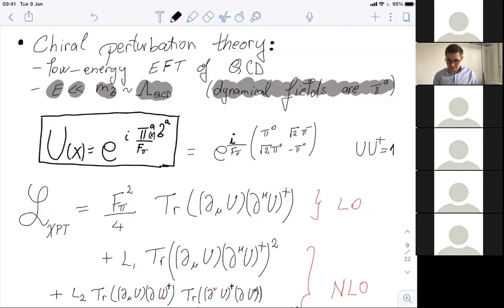The way to construct this field is that you take the vacuum, you act on the vacuum with the broken generators, and you promote the parameters of that transformation to be fields. Those are the pions, and that's the way to construct the field U of x. Here these are the Pauli matrices, and you can recognize the usual triplet of QCD: pi zero, pi minus, and pi plus. One important thing, which will come back later in the discussion, is that this field is unitary, meaning U dagger U is one. It's a 2x2 matrix which is unitary.